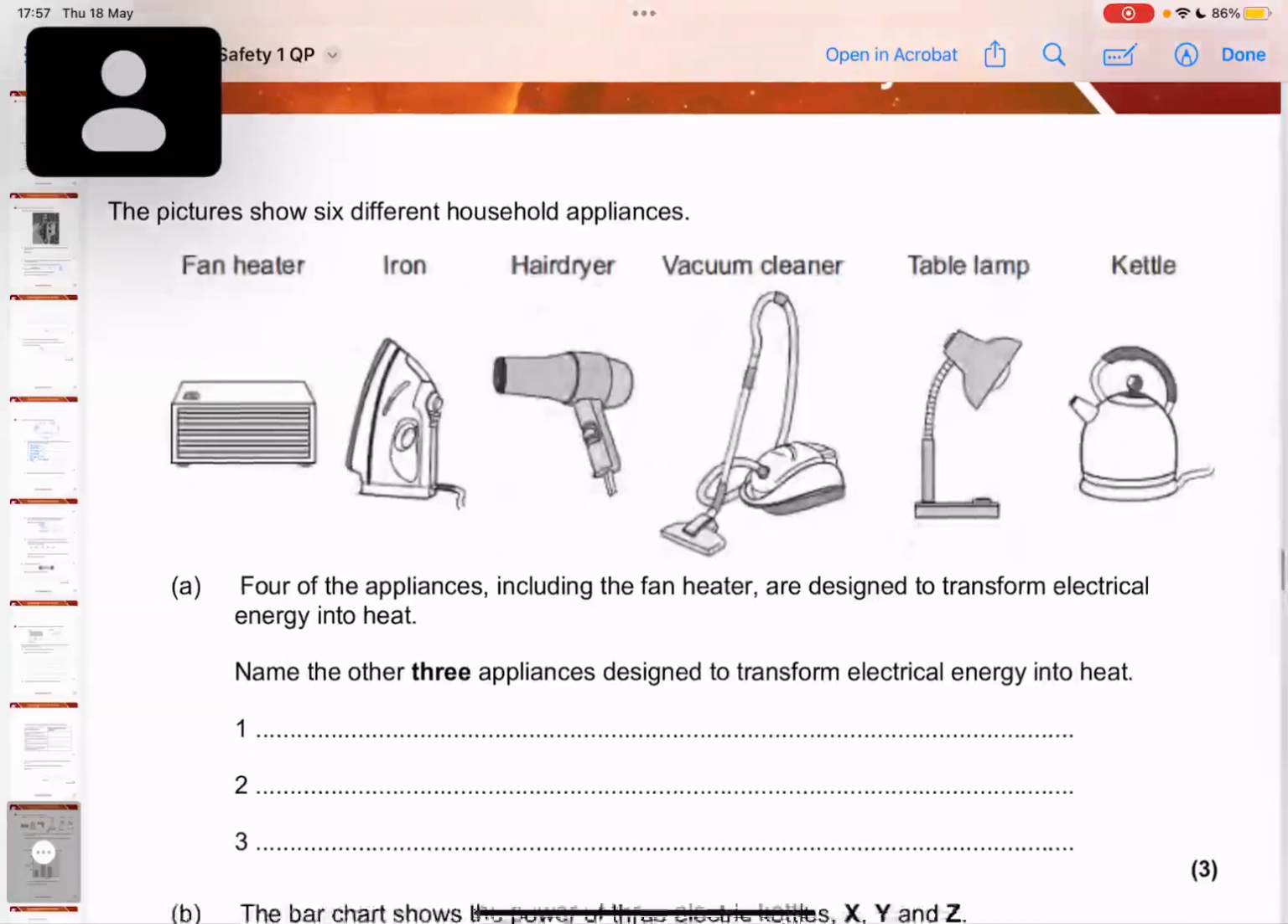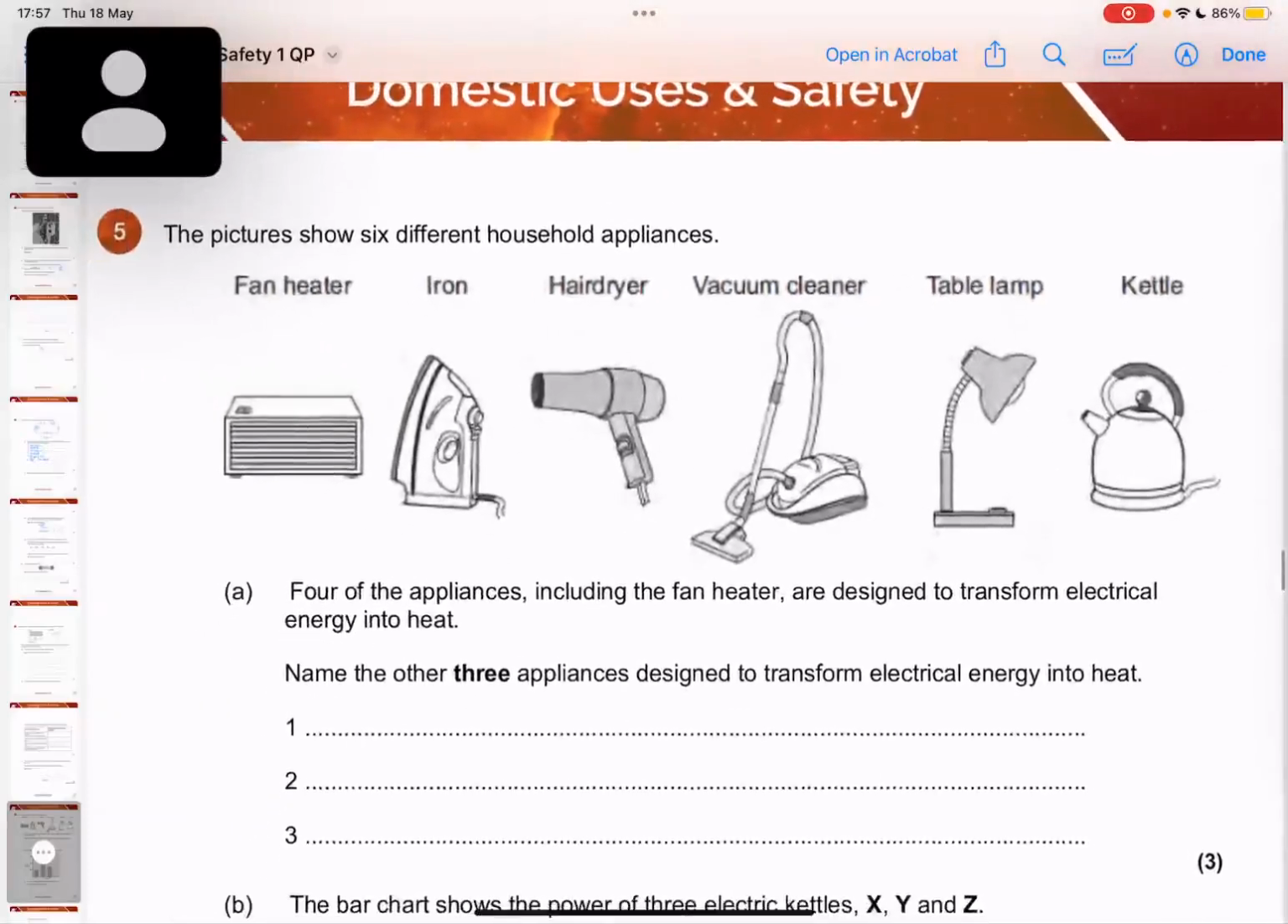Fine, so let's do this last one. So it says that the picture shows 6 different household appliances. Some of them we already talked about. And 4 of the appliances, including the fan heater, are designed to transform electrical energy into heat. Can you name the 3 other appliances that transform electrical energy into heat? The iron, hairdryer and kettle. Exactly. Okay. So why does a table lamp get hot then if you're using it?